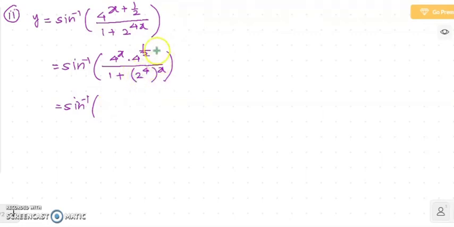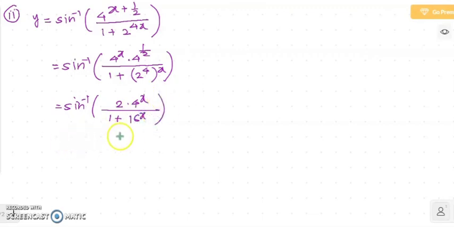I have to make some arrangement. Now 4 raised to half is 2, so I may write that as 2 into 4 raised to x. This 2 comes from 4 raised to half. 4 raised to half is 2. In the denominator, 1 plus 2 raised to 4 means 2 raised to 4 is 16, so 16 raised to x.